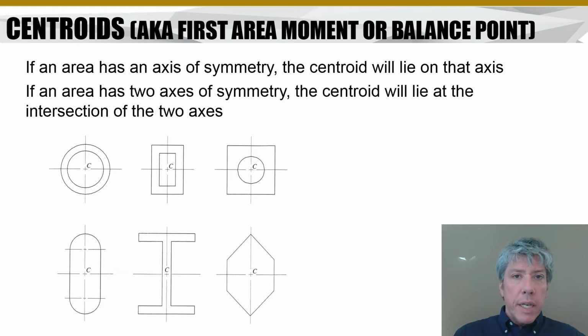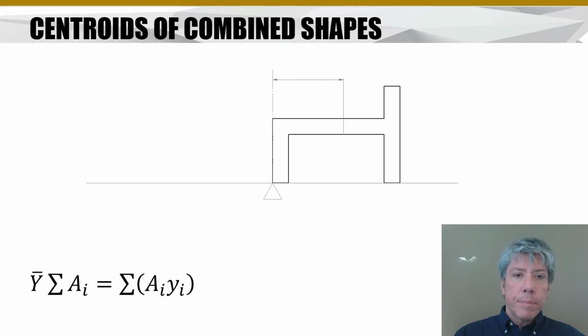Now, this is related very closely to something called the first area moment, or the first moment of the area. And really the first area moment tells you about an axis that goes through the centroid. So if you have a given area and it has an axis of symmetry, the centroid will lie on that axis. Now if it has two axes of symmetry, then the centroid will lie at the intersection of those two axes. And you can see that all 6 of these example shapes have 2 axes of symmetry, and so therefore the centroid lies at the intersection of those 2 axes.